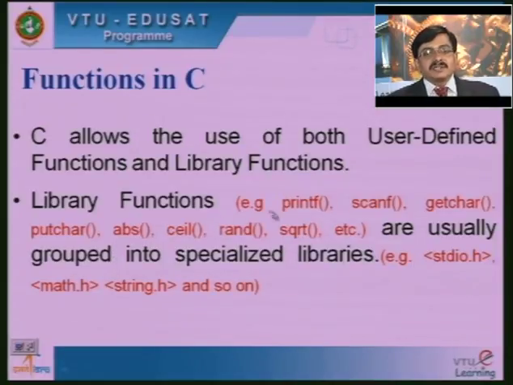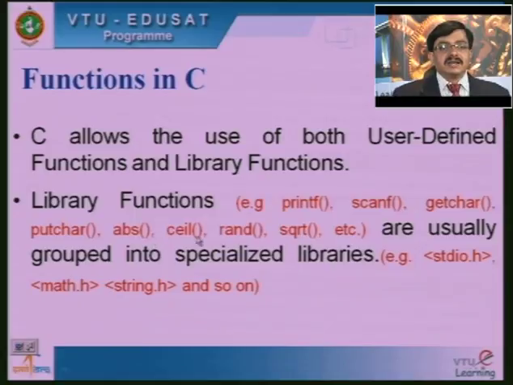Library functions include printf, scanf, getchar, putchar, or abs, which computes the absolute value of a number, then the ceil function, which finds the ceil value of a number. Similarly, the rand function generates a random number. Similarly, we have the sqrt function, which computes the square root of a number. These are already available in the library. Likewise, we can have plenty of functions available in the library.